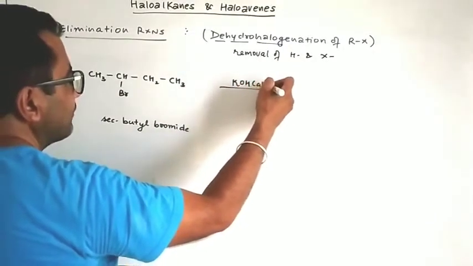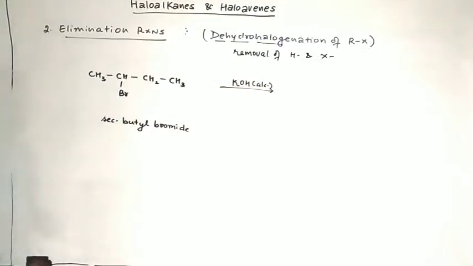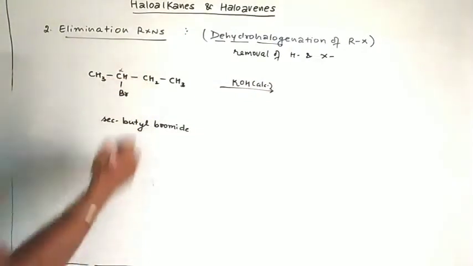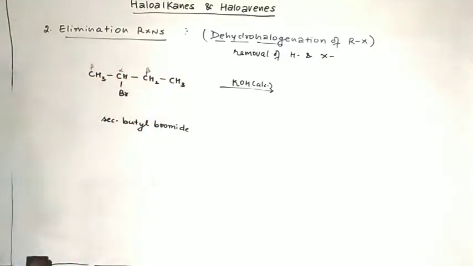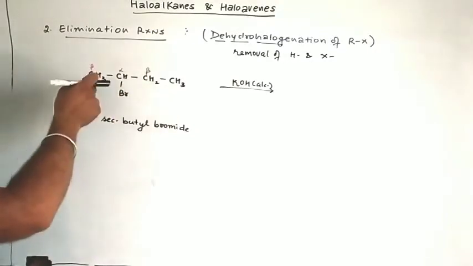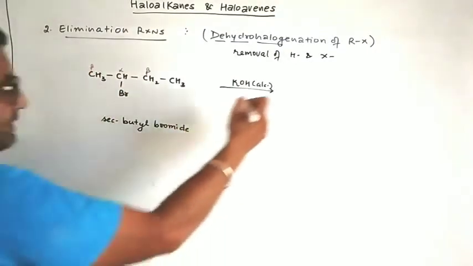Adding alcoholic KOH. Now this carbon is alpha. This is beta, this is also beta. You get two products: either you remove the hydrogen from this side or you remove hydrogen from this side. So you will get two products.